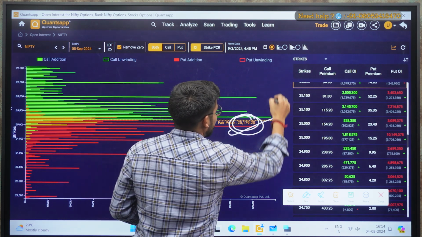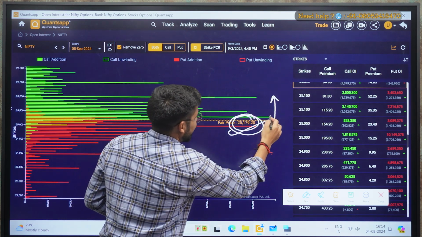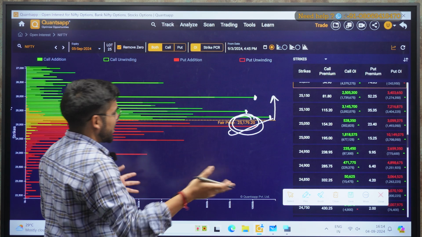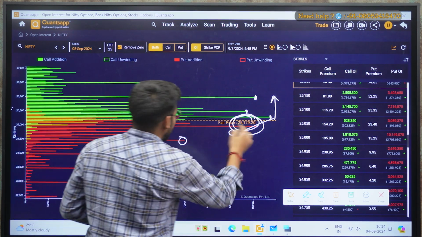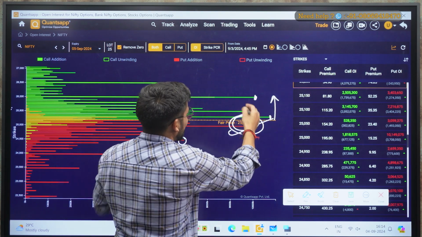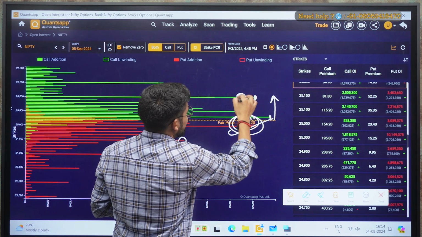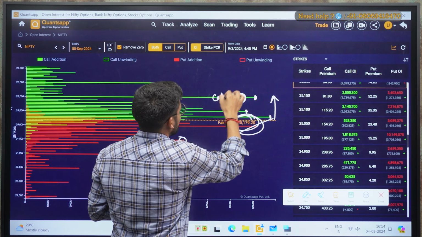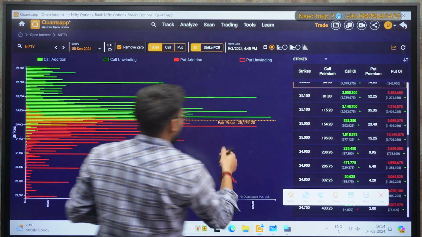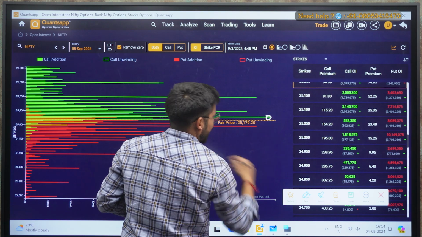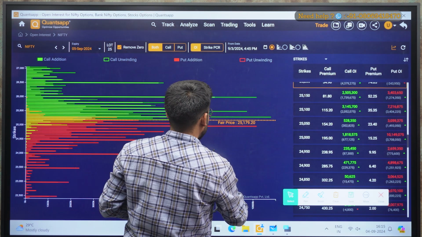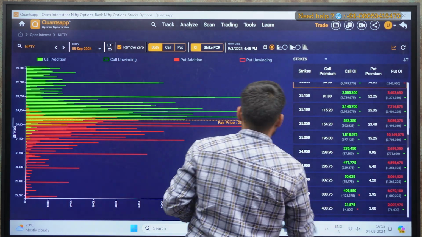Now if you move in the upward direction, you can see there are certain lines, and these lines are greater in length in comparison to this line. How can we understand this? Basically these are the open interest. It means the option seller, the call seller, is making their position here. Here you can see this is the line where the option seller is. So if I select this, let me close it.